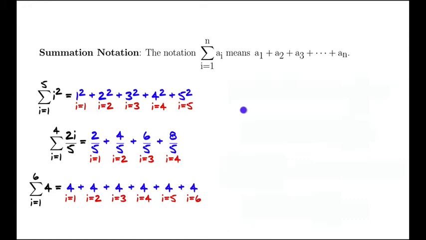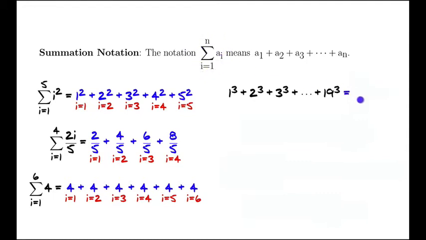Now let's think about going backwards. That is, suppose we had a big long sum and we wanted to compress it into summation notation. So here we have 1 cubed plus 2 cubed plus 3 cubed plus 4 cubed, 5 cubed, 6 cubed, and so on, all the way up to 19 cubed. And the instructions are to try to write it in this compact summation form.